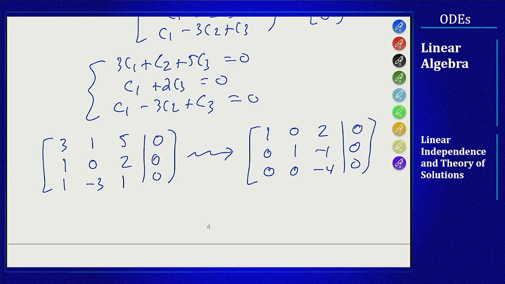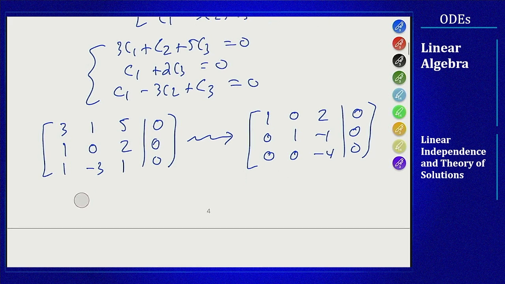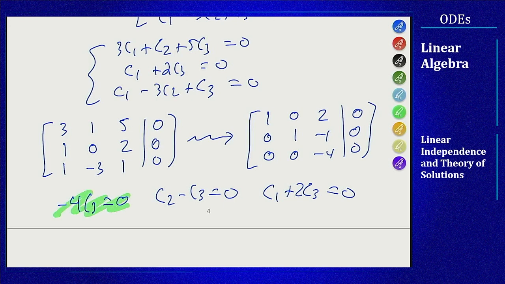Now, if we were to read this off as equations, I would get that negative 4c3 is 0, c2 minus c3 is 0, and c1 plus 2c3 is 0. And since we have this first equation here, everything's going to have to be 0. c3 is 0, therefore c2 is 0, therefore c1 is 0. And then these are linearly independent because the only way to make these all add to 0 is by picking c1, c2, and c3 to all be 0.